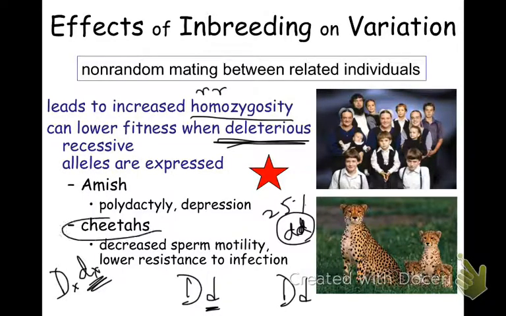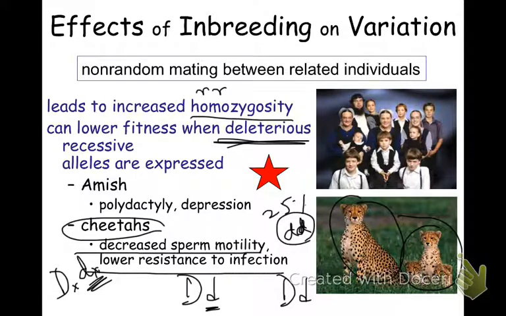This was observed in cheetahs when they curbed their wandering territory, like their migratory territory, or the areas where they hunted. Then they started to inbreed, and so the babies had future generations of those babies. The chances of survival of those babies were decreasing because they had lower resistance to infection, and also there was decreased sperm motility.